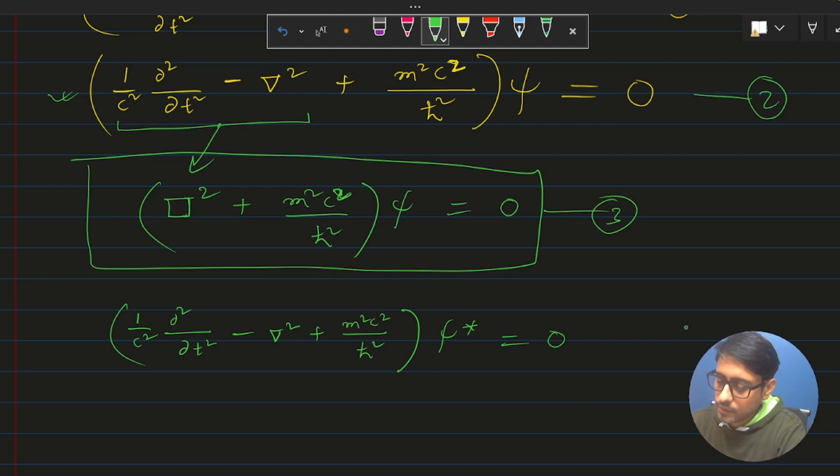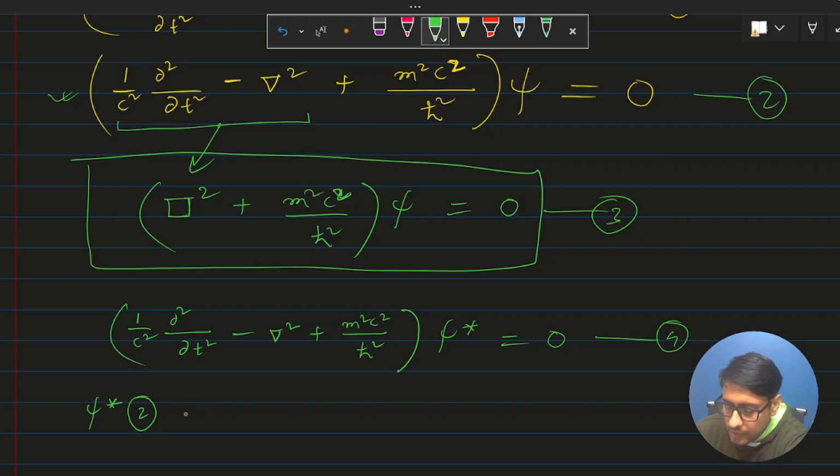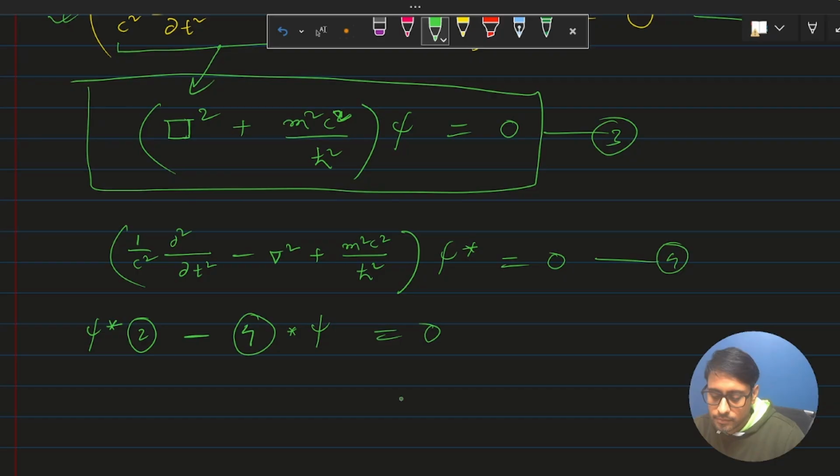So let's call this equation 4. Now what we are going to do, we will be multiplying psi conjugate to equation number 2, and then we will subtract. Multiply this conjugate equation with psi, and because on the right hand side we have 0, so it must be 0. So let's subtract these things.